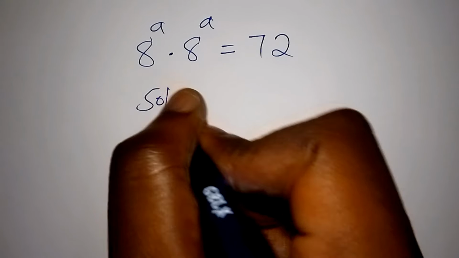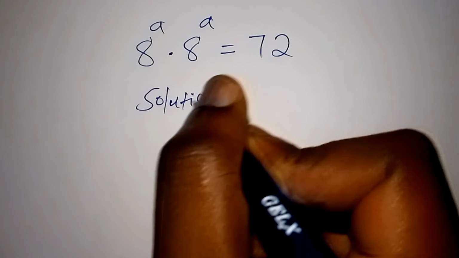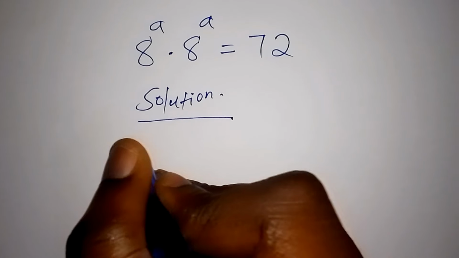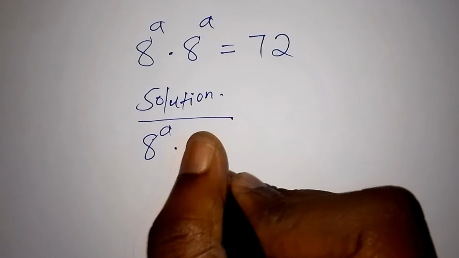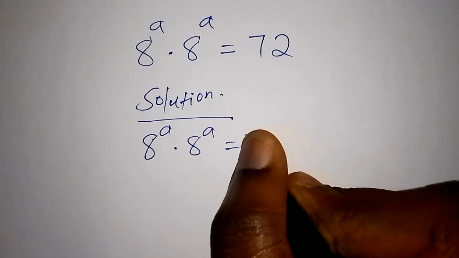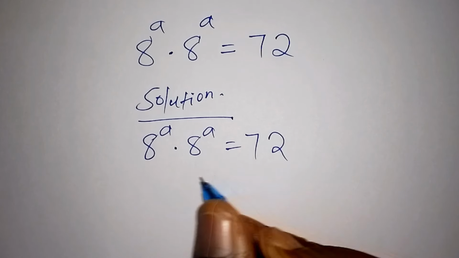In our solution, this is the maths problem that you are having. We have 8 to the power of a multiplied by 8 to the power of a is equal to 72. We are asked to find the value of a.